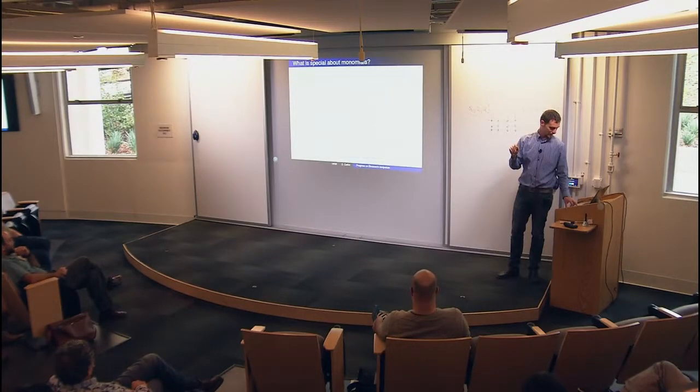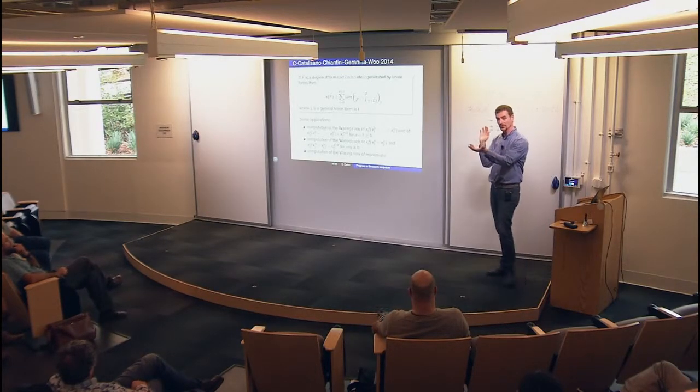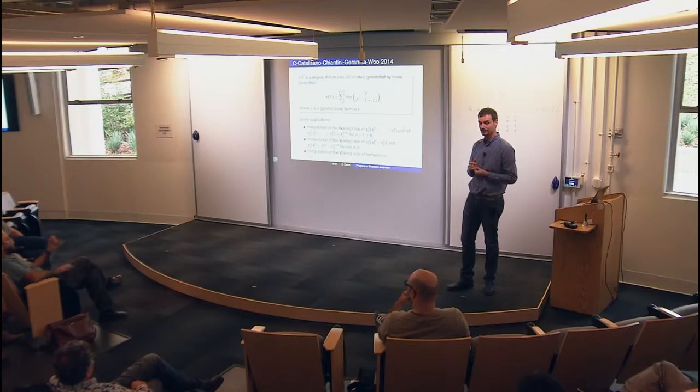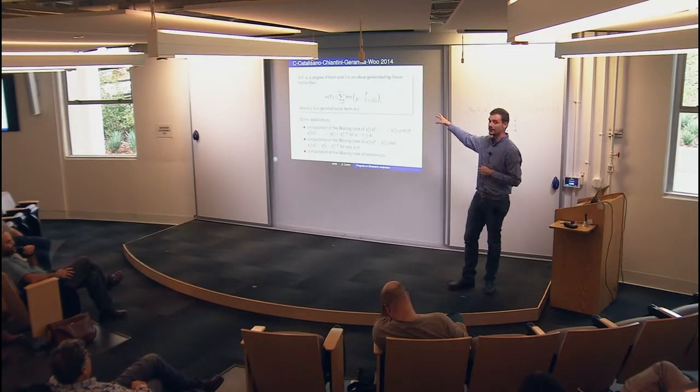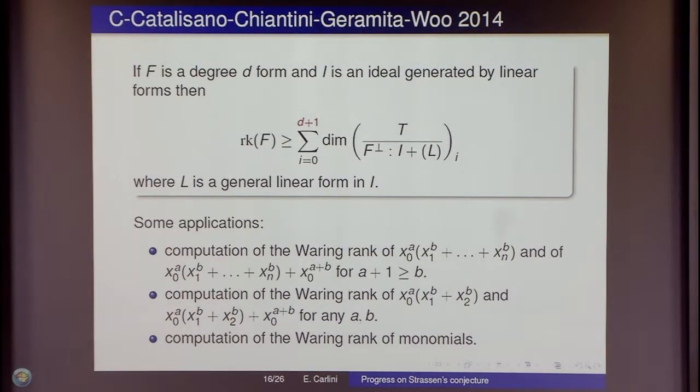In that ideal, exactly. So if you go back here, L is a general linear form in I. So you cannot use anything outside I. Oh, you're only allowed linear forms in I. Yeah, if you want to play this trick in the way we play it, you only allow linear forms in I. So you're saying that this statement here holds true for any I generated by linear forms?